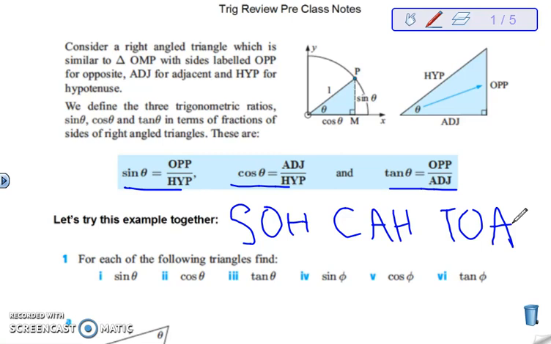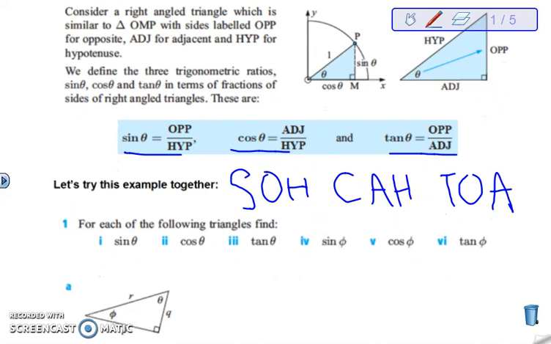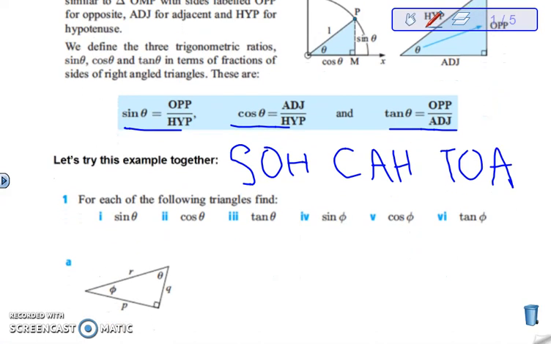Sine is the ratio of opposite sides to hypotenuse. Cosine compares adjacent to hypotenuse, and tangent will compare opposite and adjacent sides. Of course, the hypotenuse is always the longest side, and the adjacent and opposite sides are relative to the angle given, which is also called the reference angle.